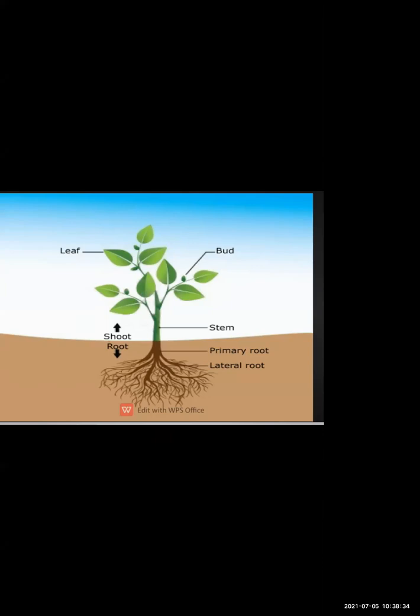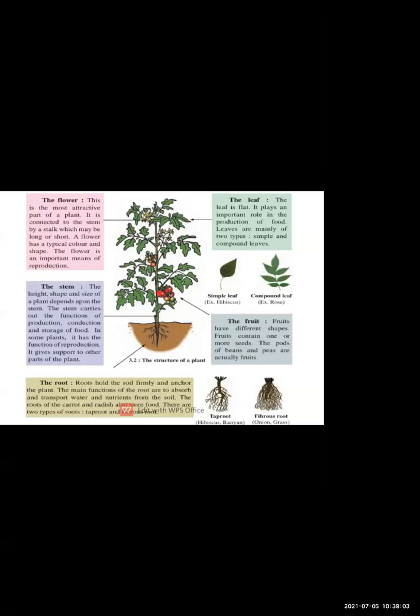So here you can see the plant. The part of the plant which grows below the ground is called the root, and the part of the plant which grows above the soil is called the stem. You can see various green leaves, and you can also see the bud growing from the leaves. These buds give rise to flowers, and then to fruits. So let us study the structure of plants.